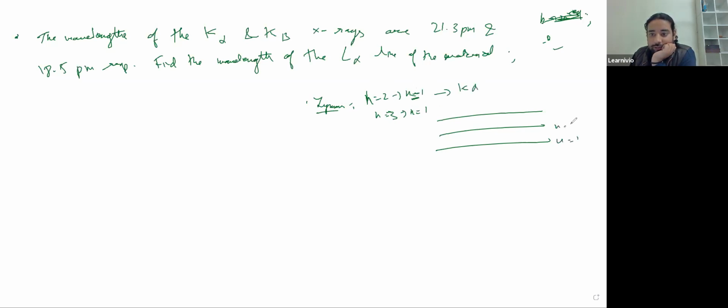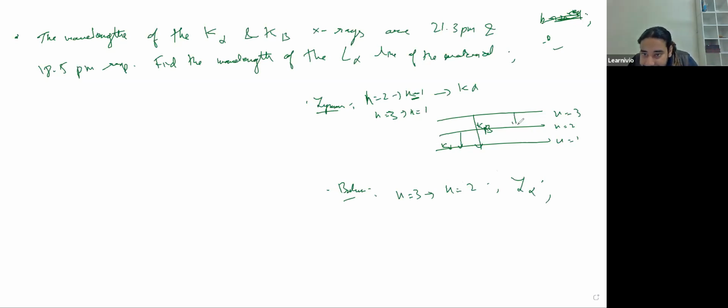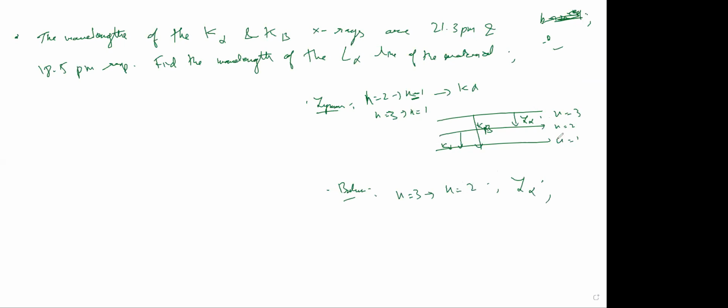So it's n equal to 1, n equal to 2, n equal to 3. The n equal to 2 to n equal to 1 transition will be the K alpha line, correct? And the n equal to 3 to n equal to 1 transition will be the K beta transition, correct? What about the Balmer series? You're coming down to n equal to 2, and the alpha line will be the first line, so n equal to 3 to n equal to 2 will be the L alpha line, right? Make sense? Yes, sir.